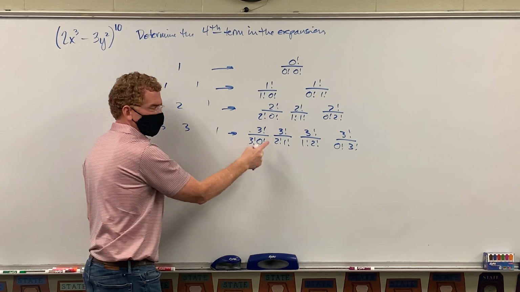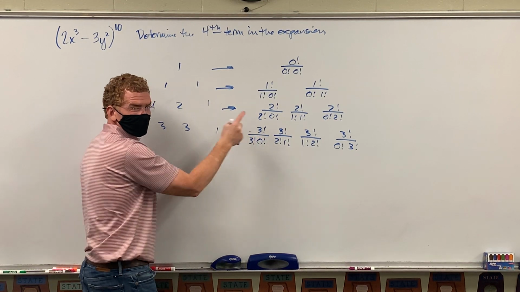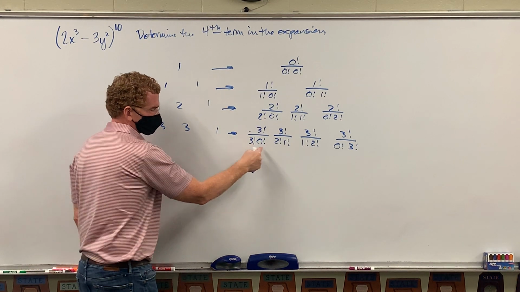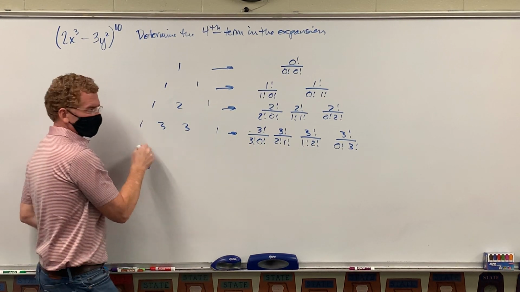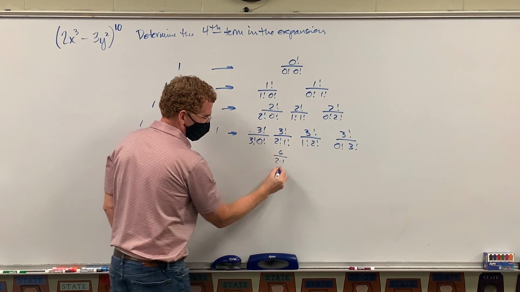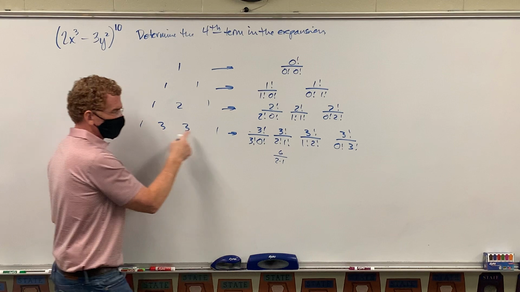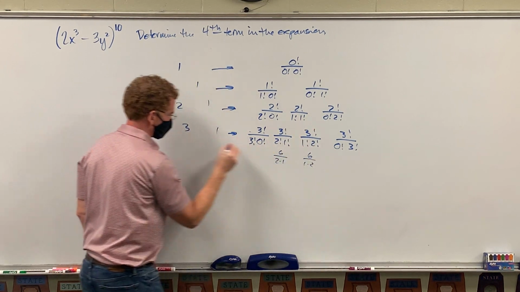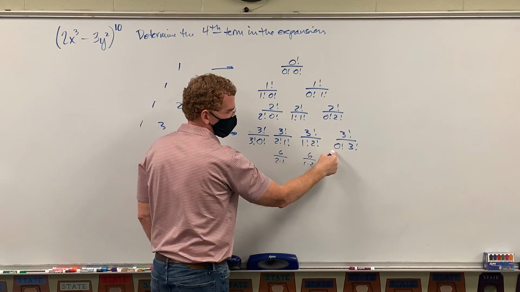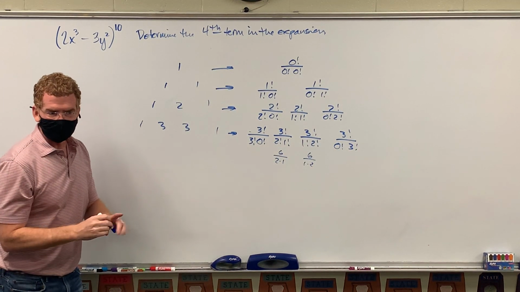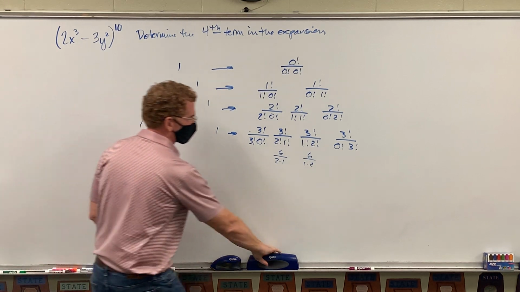Now look at this one. 3 factorial is 6. 6 divided by 6 times 1. But look at this one. This is 6 divided by 2 times 1. This is 6 divided by 1 times 2. And this is 6 divided by 1 times 6. Are you seeing this? Now this is going to make sense in a second, but maybe not right this second.